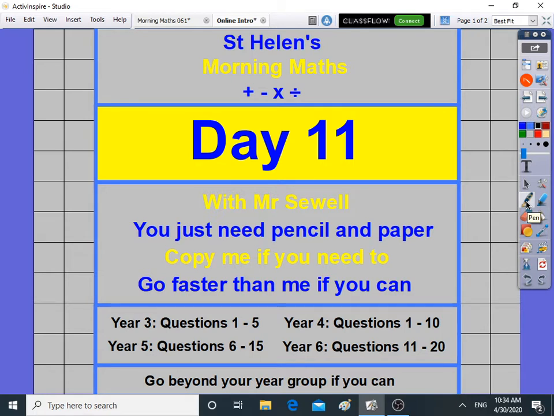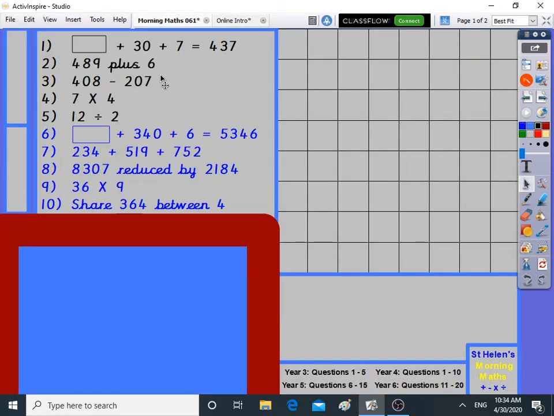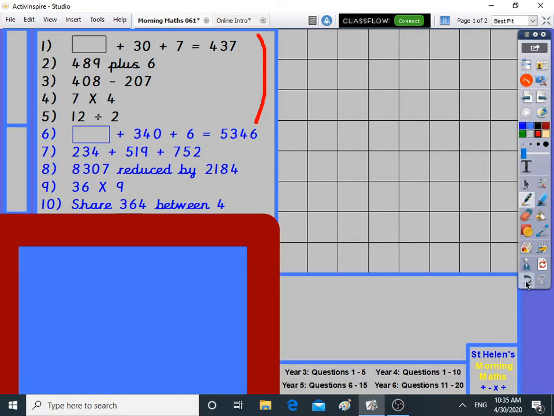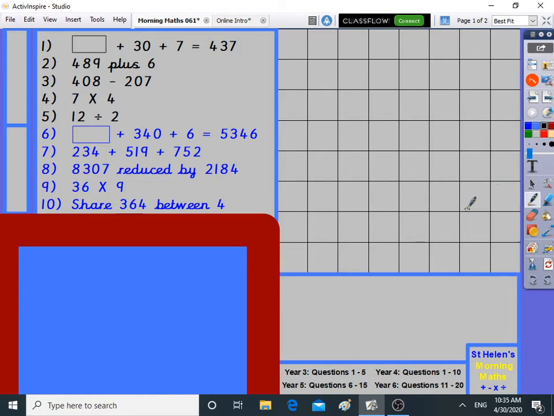We're on day 11. You need your pencil and paper, and as always, copy my workings if you need to, or if you want to go faster than me. For those people who want to go faster than me, I'm going to start with 10 questions uncovered. Only the first 5 are year 3 level, so year 3s you do not have to go past the first 5, as you haven't been taught that in school. You can if you want to. I'm going to leave it uncovered, as I know some children like to go quite fast, but if you are, make sure you're accurate, because that is the most important thing.